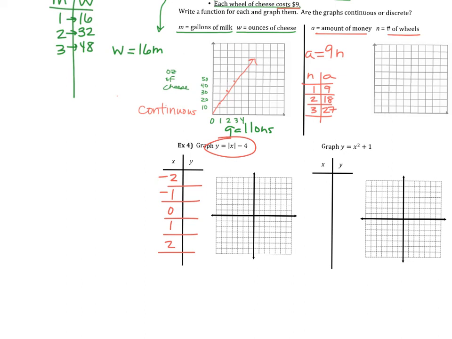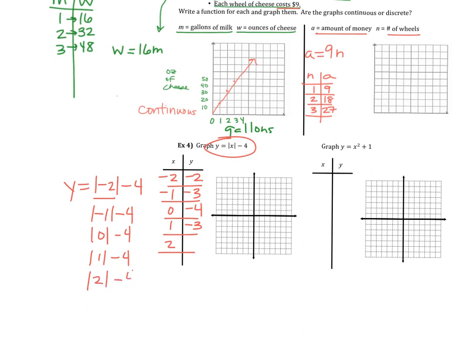If I plug that in, I'm saying y equals the absolute value of -2 minus 4. What's the absolute value of -2? 2, right? So 2 minus 4 is -2, okay? Then I'd go absolute value of -1 minus 4 is -3. Absolute value of 0 minus 4 is -4. Absolute value of 1 minus 4 is -3. And absolute value of 2 minus 4 is -2.